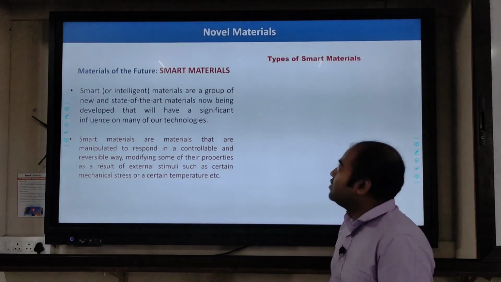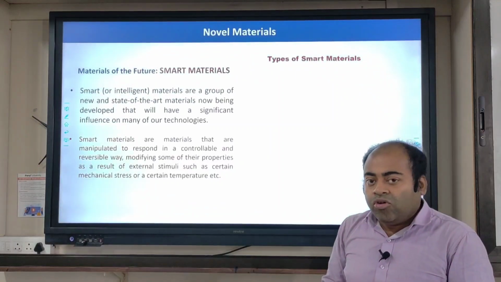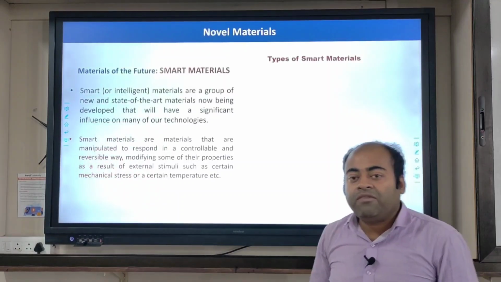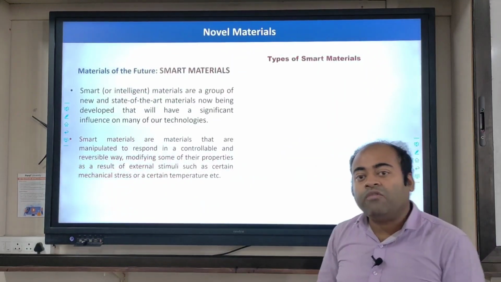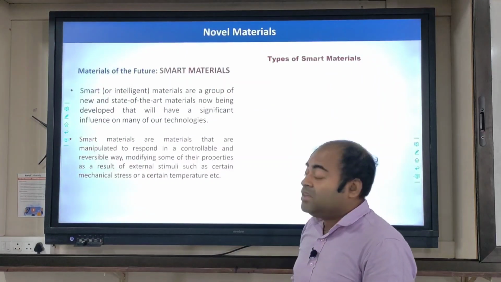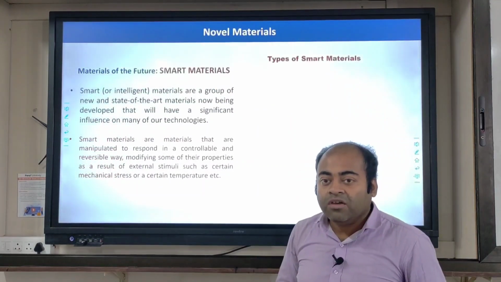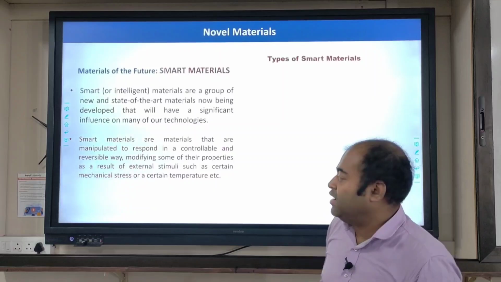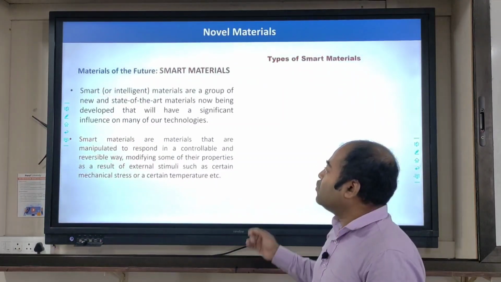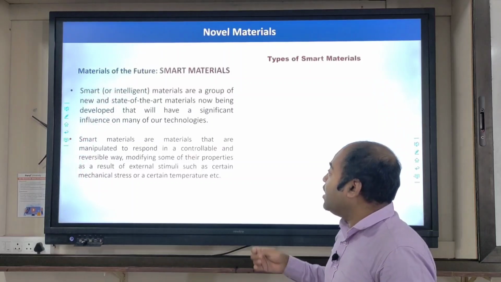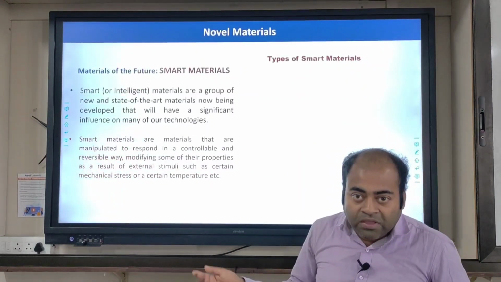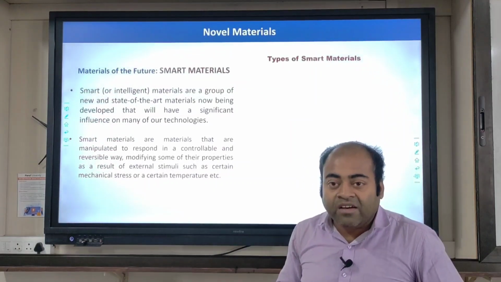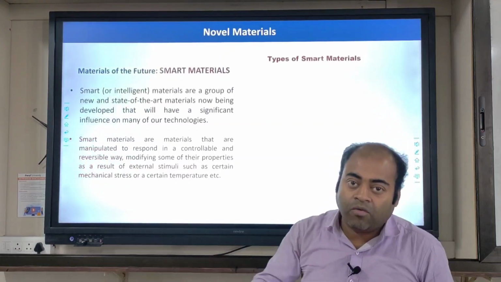Now, novel materials. Using nanotechnology and the fundamental physics of nanomaterials, we can develop various types of novel materials, and among these, smart materials are very important because they are the materials of the future, and many are already being used in the present times. So what are smart materials? Smart or intelligent materials are those materials which can react to changes in the stimuli of the environment. So they can adjust and react themselves according to the environment.